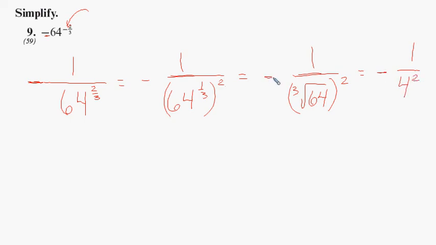Do you see how this negative has just come tagging along every single time? Now this means 4 to the second power. It does not mean negative 4 squared, okay? Because if it would mean negative 4 squared, that would be positive 16, but it's not. So that means our final answer is still negative 1 over 16, and that's your final answer.